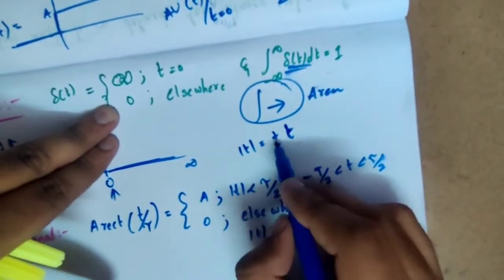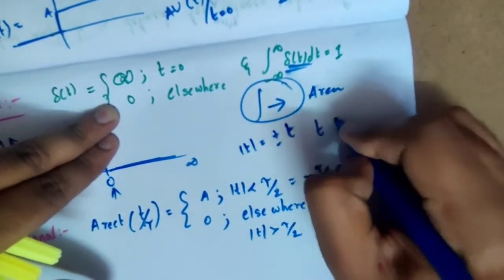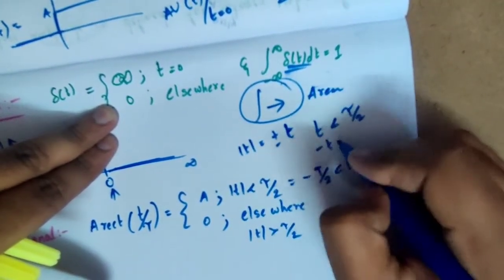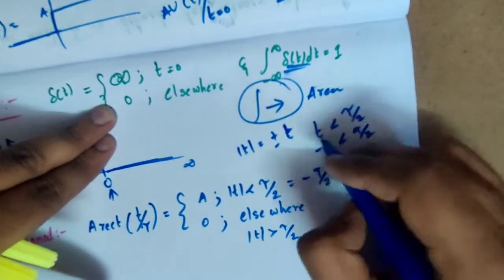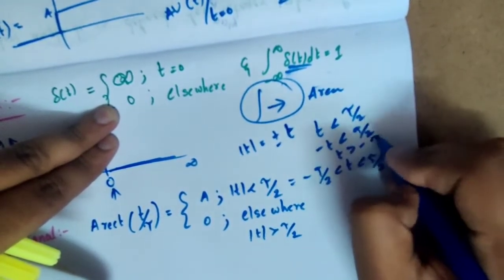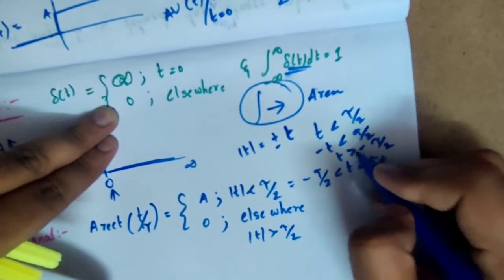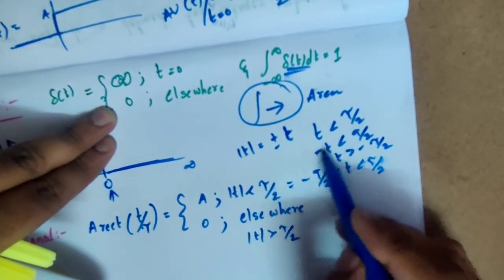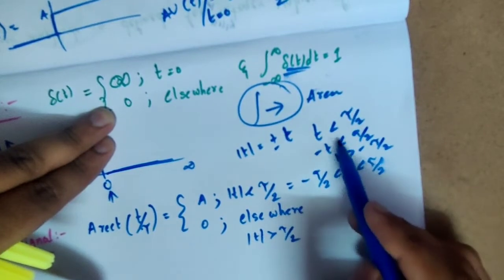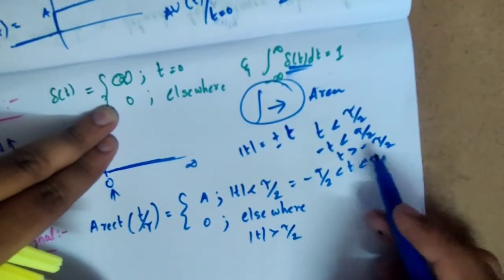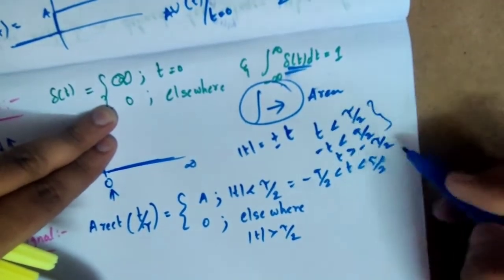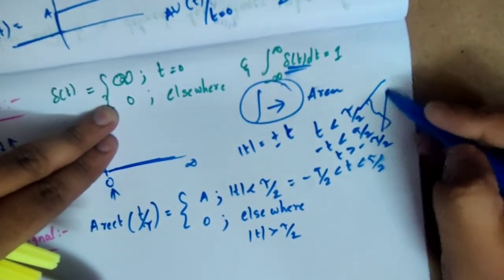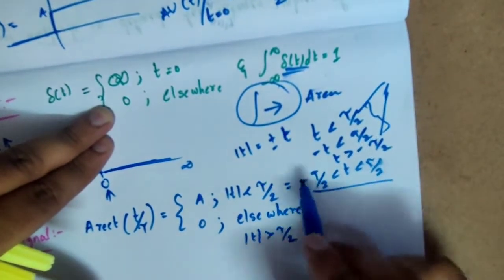So first of all, I will consider mod t as t. That implies t less than tau by 2. Secondly, I will take mod t as minus t, less than tau by 2. So what does this mean? t greater than minus tau by 2. Why has the inequality sign changed? Because when you multiply by minus on both sides, the inequality gets reversed. This is basic maths. So by combining these two, t less than tau by 2 and t greater than minus tau by 2, you will get this interval.